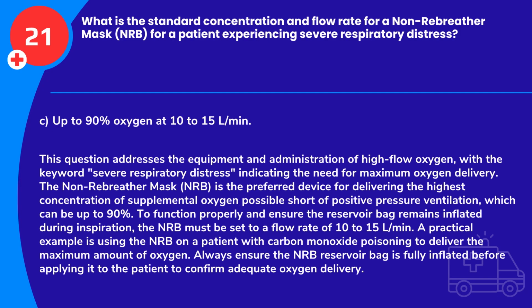Answer: C. Up to 90% oxygen at 10 to 15 liters per minute. This question addresses the equipment and administration of high-flow oxygen, with the keyword severe respiratory distress, indicating the need for maximum oxygen delivery. The non-rebreather mask, NRB, is the preferred device for delivering the highest concentration of supplemental oxygen possible short of positive pressure ventilation, which can be up to 90%.